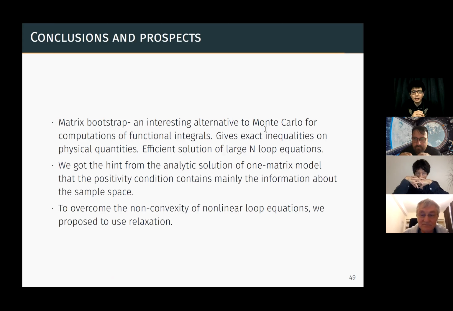In this work, we got a hint that the positivity condition actually contains information about the sample space. And numerically, to overcome the non-convexity of the nonlinear loop equations, we proposed the relaxation method, and we tested that it works well.